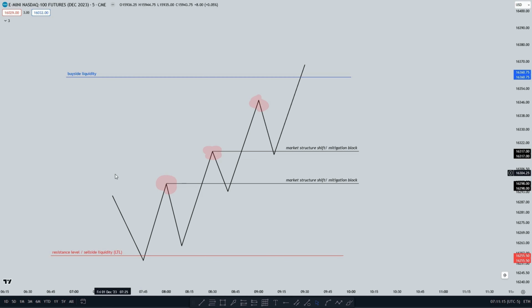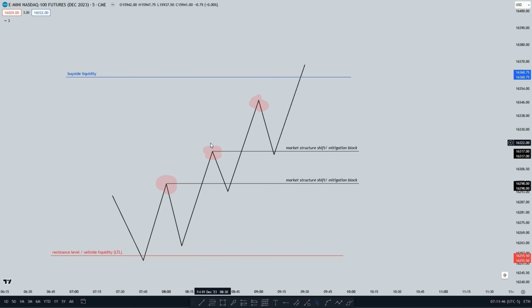So just to give you a better view of this, we come down and touch the resistance level or sell side liquidity. Then we move higher, and then we move lower, creating a failure swing low because we fail to take out these lows right here. Then we move higher, going over these highs and making a market structure shift. And right when we make the market structure shift, we want to be looking at this range right here because that is where our mitigation block has formed.